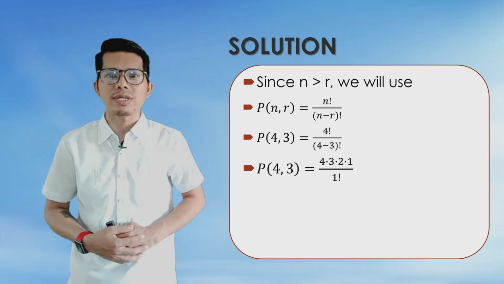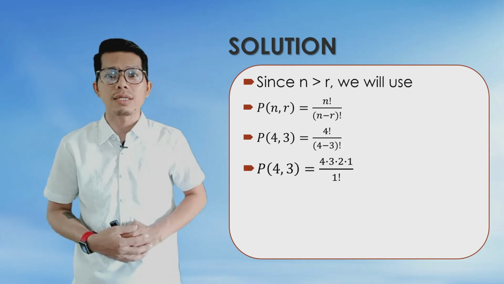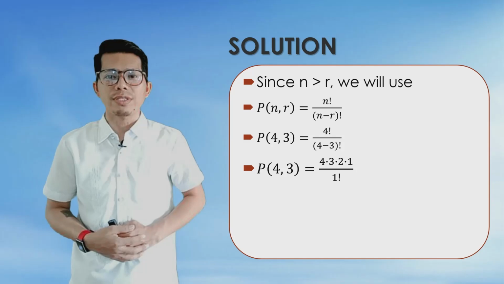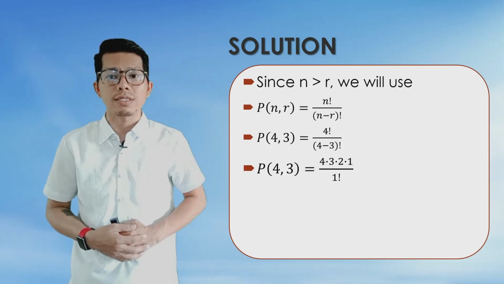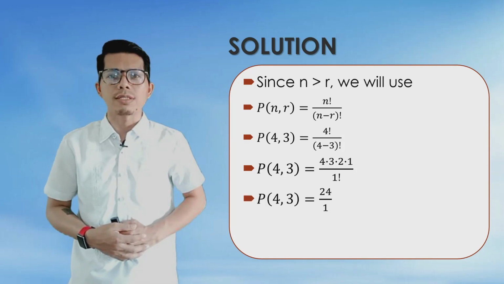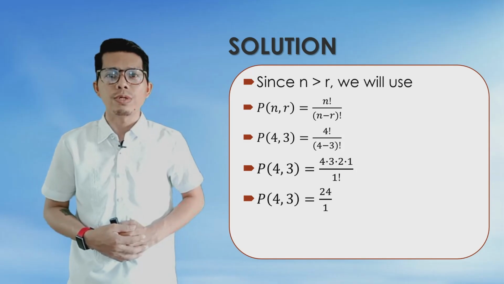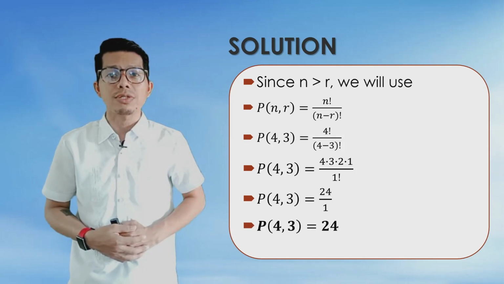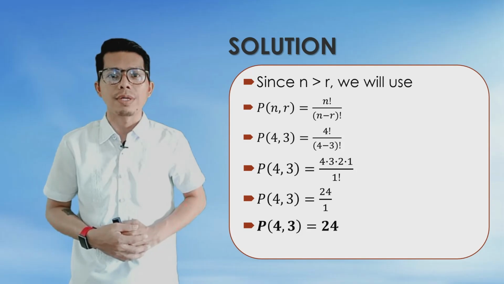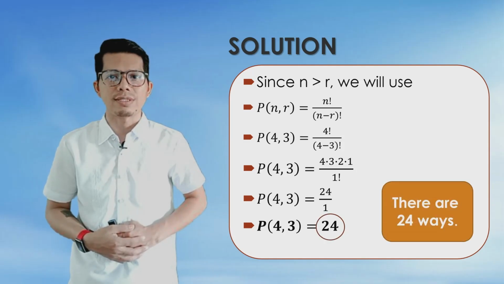So 4 factorial means 4 times 3 times 2 times 1. 4 times 3 is 12, times 2 is 24, times 1 is 24. So we have the permutation of 4 objects taken 3 at a time is equal to 24 over 1 factorial, or just 1. So the permutation of 4 objects taken 3 at a time is equal to 24. Therefore, there are 24 ways.